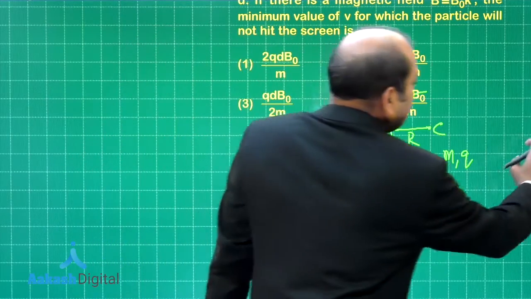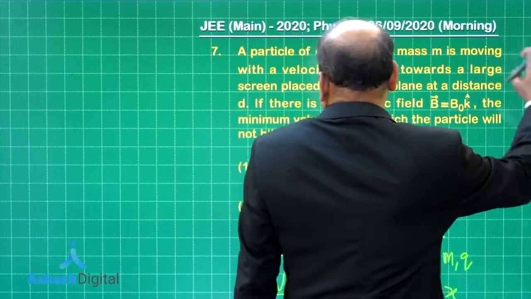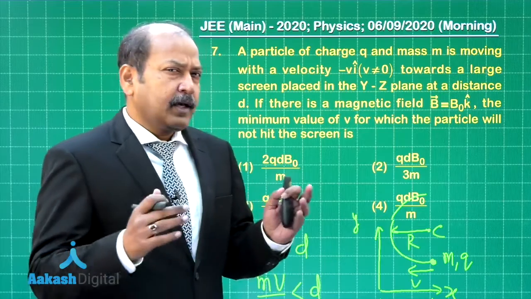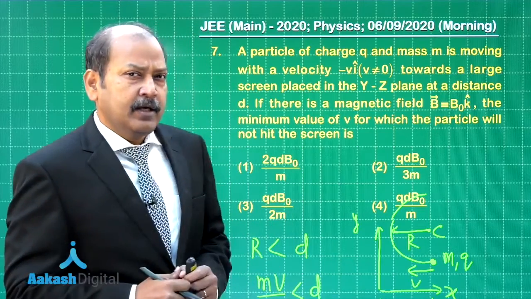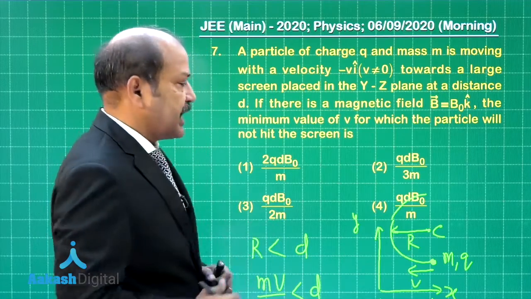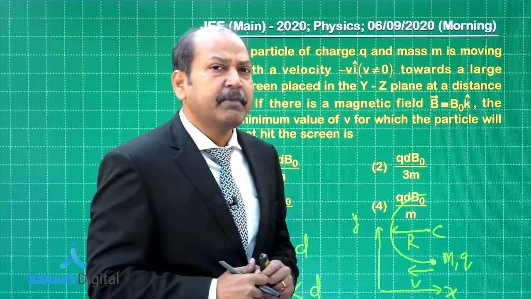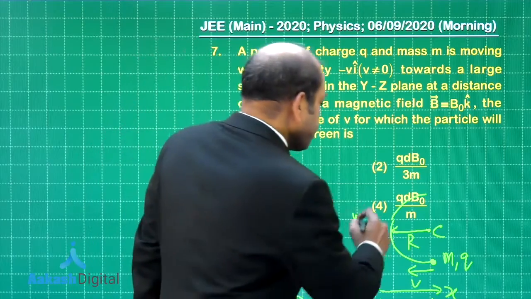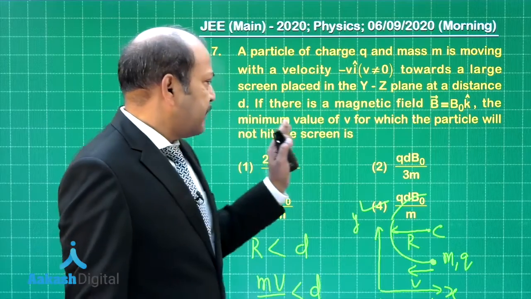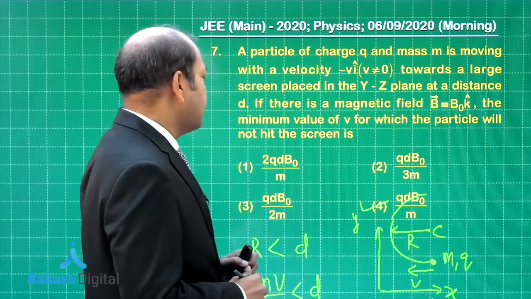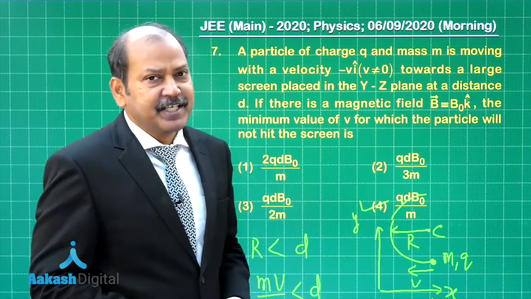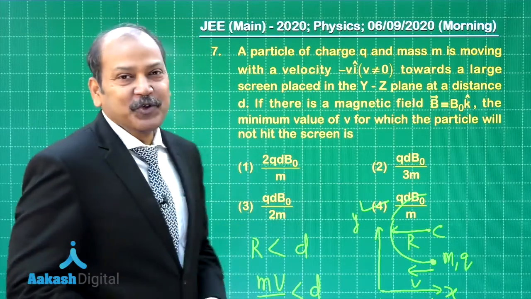Okay. Now, if we look at the question, it says the minimum value of v, which clearly is an error. We found that the maximum value of v comes out as qB naught d divided by m. So, let us go for that option, option 4, and read it as the maximum value of v for which the particle will not hit the screen, because the minimum value of v does not make any sense here. Let us now go to question number 8.